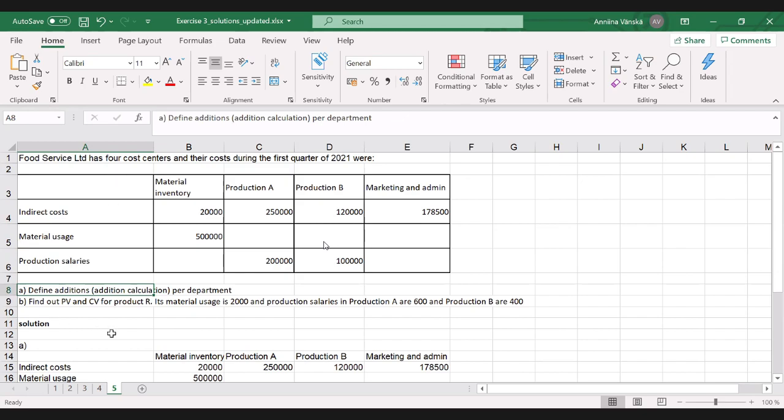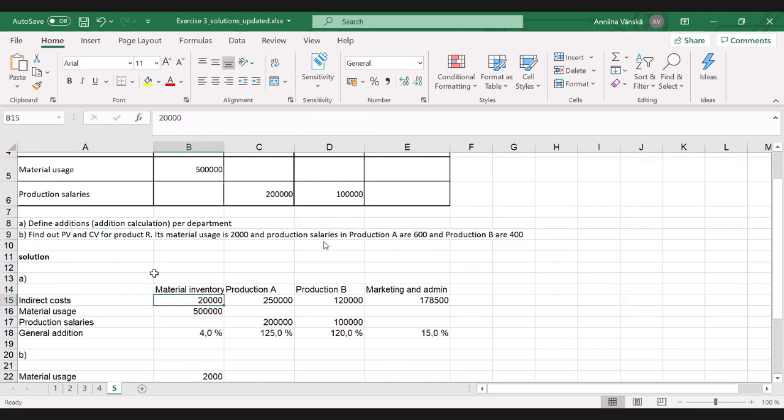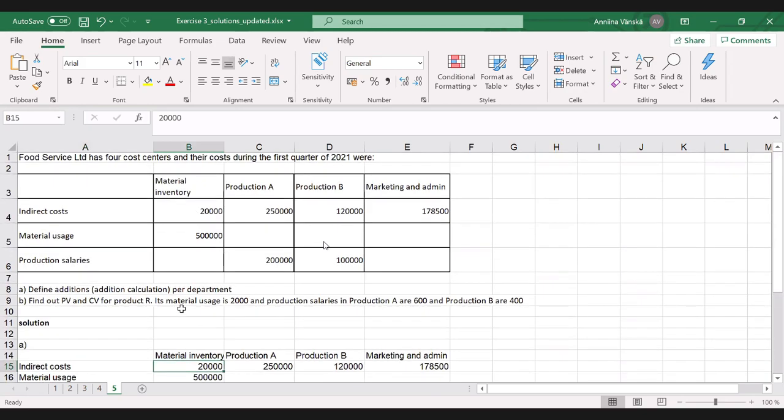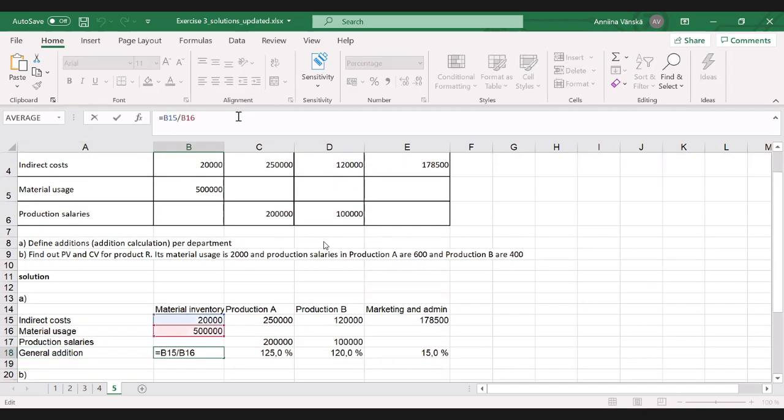Let's start with the A. So define the additions. We have here the indirect costs directly from here. We have the material usage and the production salaries. The addition here is that we are dividing the indirect costs by the material usage.